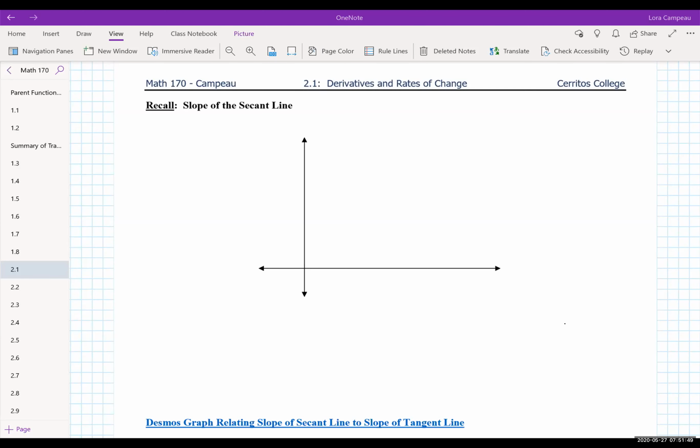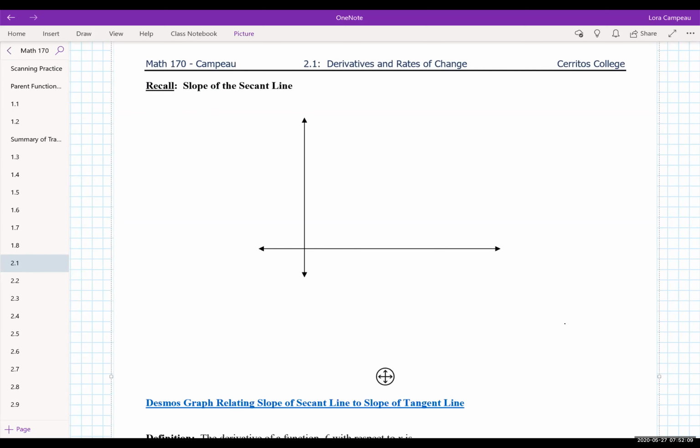Welcome to chapter 2. We get to dive into calculus right away at this point. Let's bring back a picture from our past. Let's start off with the slope of a secant line, but let's start off with drawing our function.